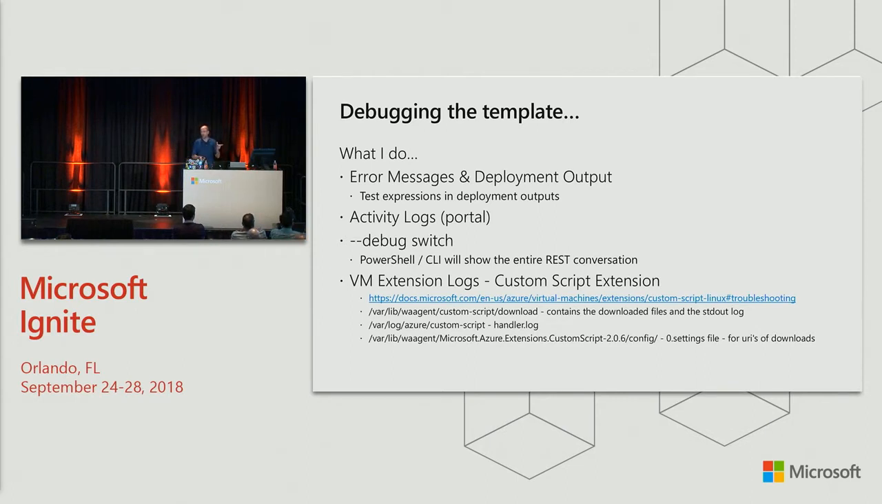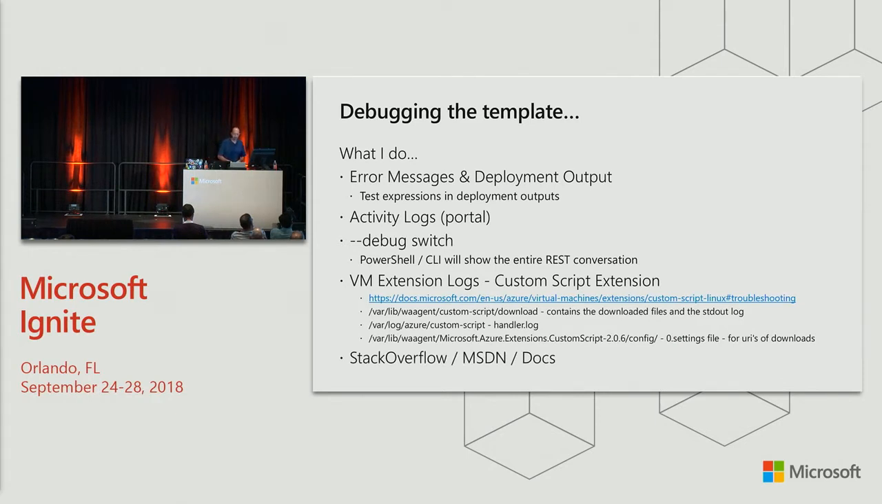That one actually contains the URI of the files that were attempted to be downloaded during the provisioning of that extension. And so it might be 0 settings, it might be 1 settings, it might be 2, it depends on how many times you've run that extension on the box. But the URIs will be in there. So you can go see what it tried to download, you can compare that with what you stage, then you'll hopefully figure out the problem from there.